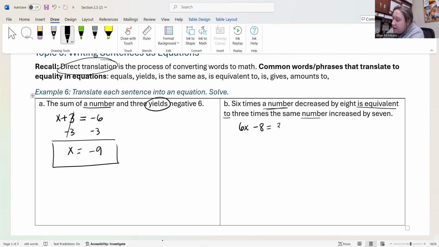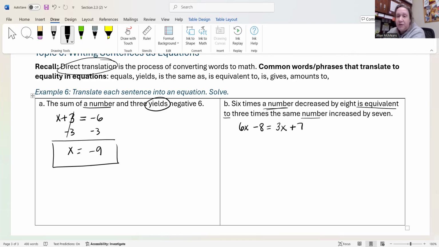Since we use x for a number, we're going to use x for that same number over here. So we want to take 3 times that same number, but this time we want to increase it by 7, okay? So now we have a multi-step equation. We need to first always get your variables into a single term. So you do all of your simplifying, do the best you can there, but you want to get your variables into a single term.